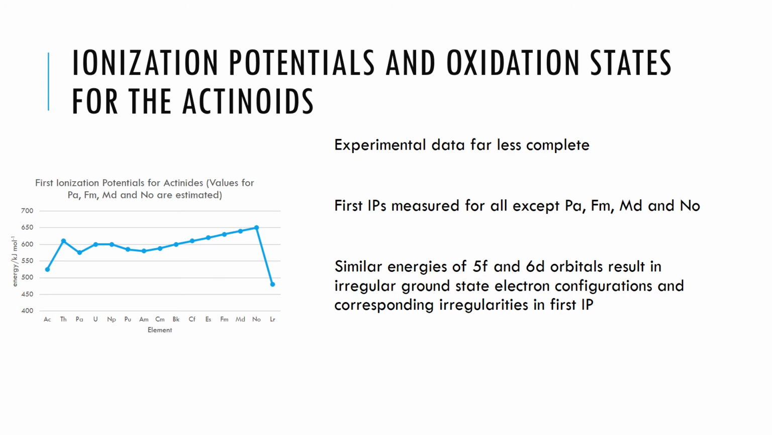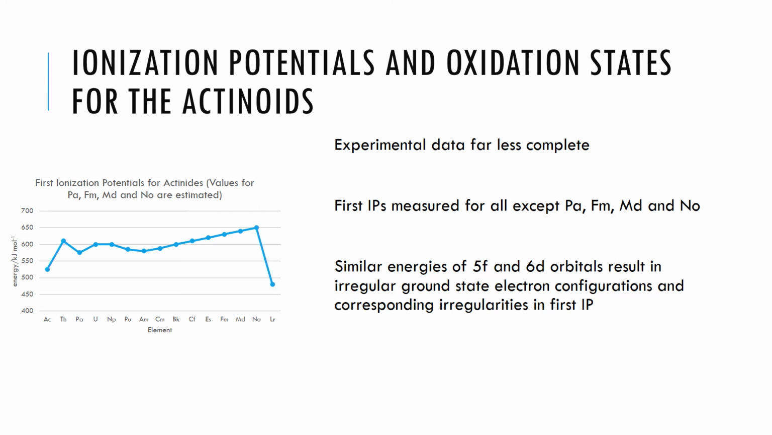Now, if we compare that to the ionization potentials for the actinoids, you see the case is markedly different. Firstly, the experimental data are far less complete, and that's solely because people can't get enough of it for a long enough period of time to take any meaningful measurements. And you can see that not even the first ionization potentials are complete for all of the elements. There are 4 elements for which we have to estimate the ionization potential.